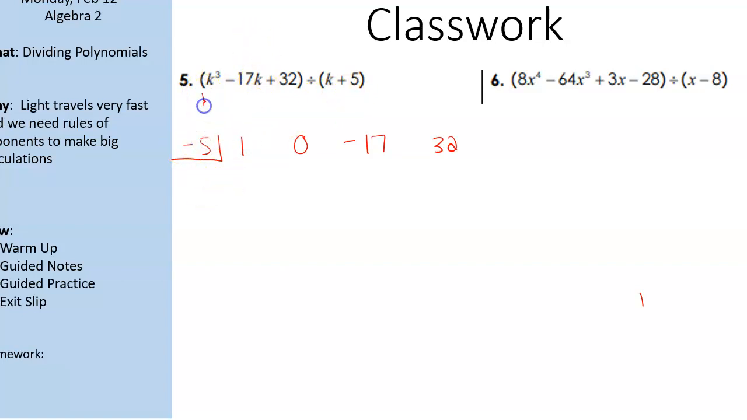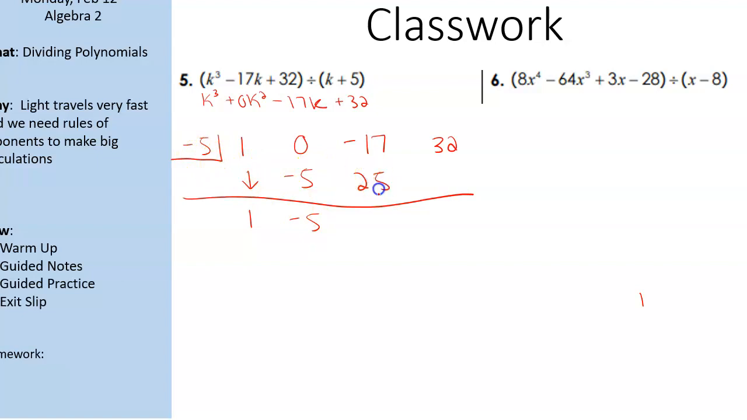So remember, we have to have all powers accounted for. K cubed plus 0k squared, that's where I'm getting that 0 at. Minus 17k, there's the first power, plus 32, that's my 0 power. So 3, 2, 1, and 0. Alright, first number, drop down the 1. 1 times negative 5 is negative 5. 0 plus negative 5 is negative 5. Then we're going to do negative 5 times negative 5, which is positive 25. And we'll do 25 and negative 17, which gives me 8. And 8 times negative 5 is negative 40. Negative 40 plus 32 is negative 8.